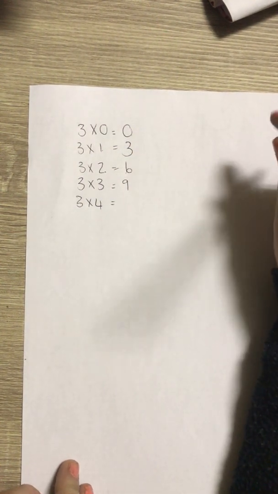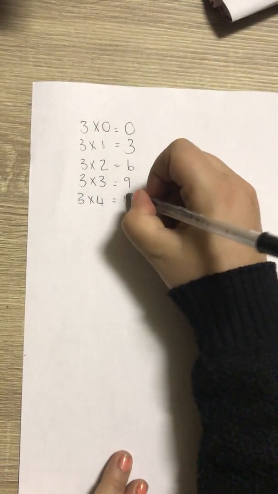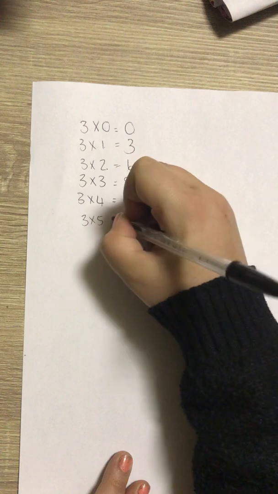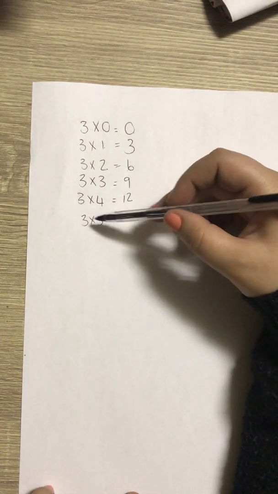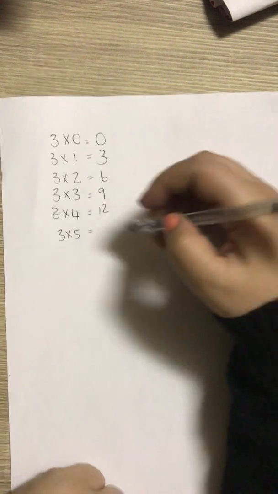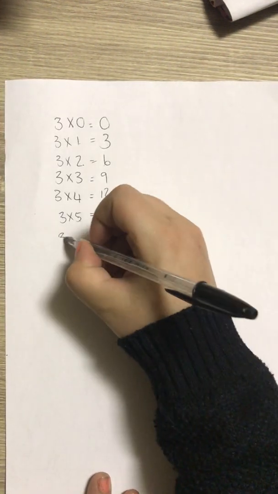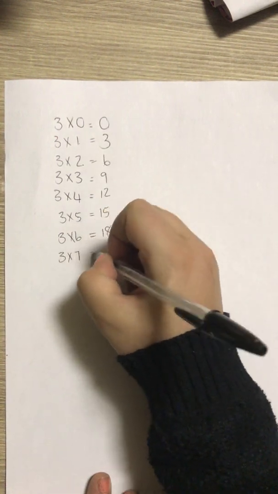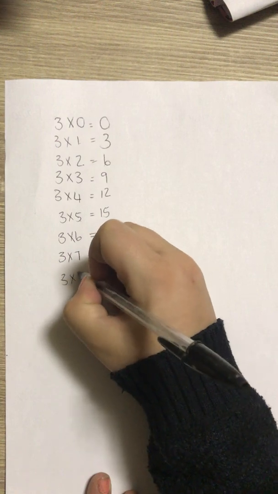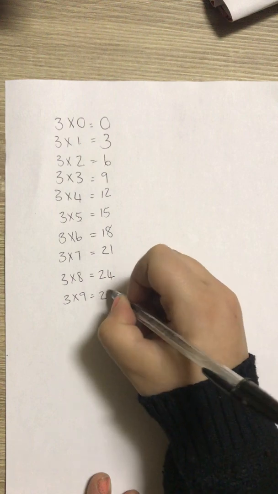3 times 4, if you haven't studied it yet, it's something you will have to go count. 3, 6, 9, 12. 3 times 5 means you count either way, but I find it easier to count in 5s 3 times. 5, 10, 15. You either have to choose one to be the fingers and one to be the counting. Okay, that's how it works. 3 times 6, if you go count it, is 18. 3 times 7 is 21. 3 times 8 is 24. 3 times 9 is 27.